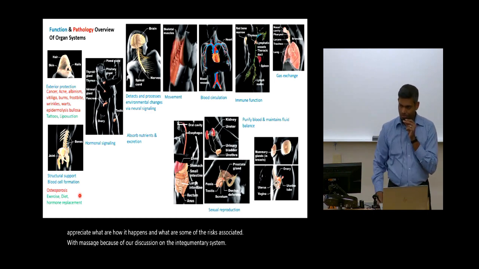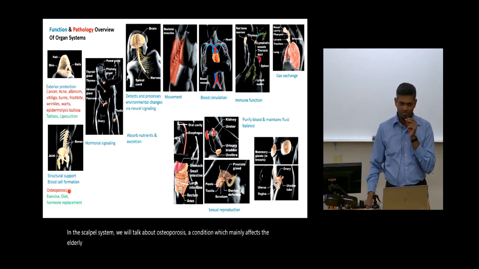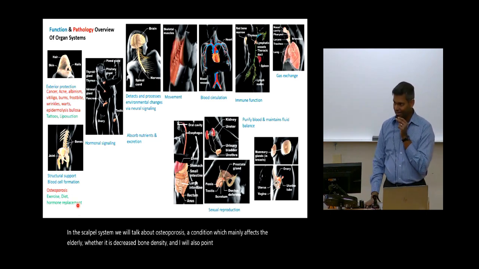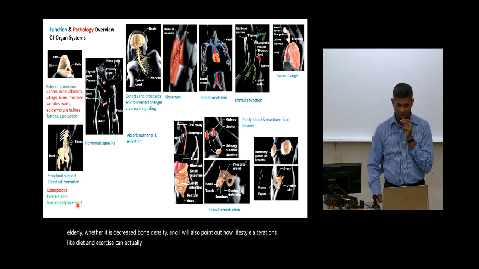In the skeletal system, we'll talk about osteoporosis, a condition which mainly affects the elderly, where there is decreased bone density. And I'll also point out how lifestyle alterations like diet and exercise can actually help to maintain bone density.